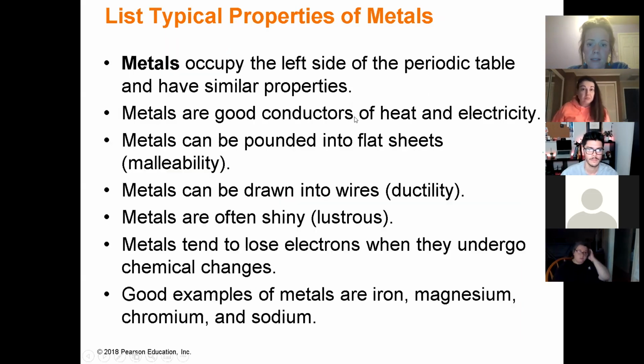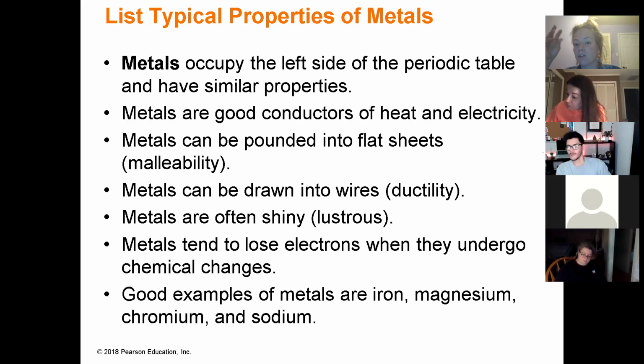So what are some of the properties of metals, non-metals, and metalloids? Well, metals occupy the left side of the periodic table, or lower left. They tend to be good conductors of heat and electricity, so electrons like to move through them. They can be pounded into flat sheets, I don't care quite so much about that, or drawn into wires. They're shiny. This is the important thing, though, down here. Metals tend to lose electrons when they undergo chemical change.